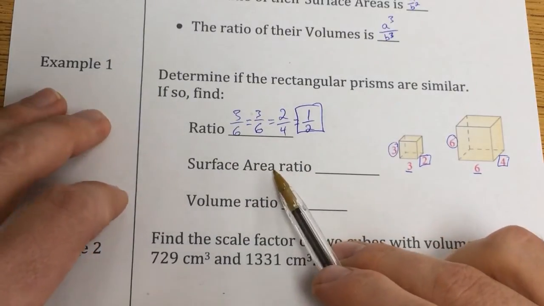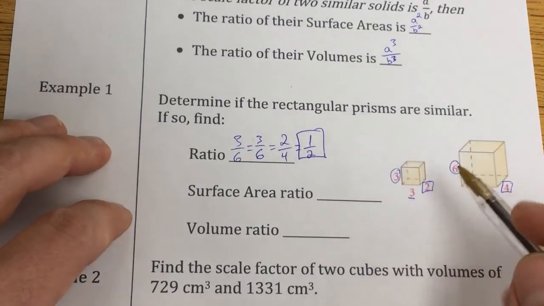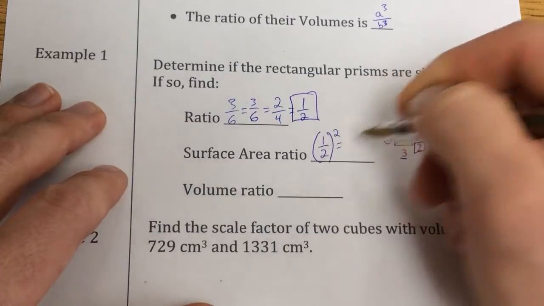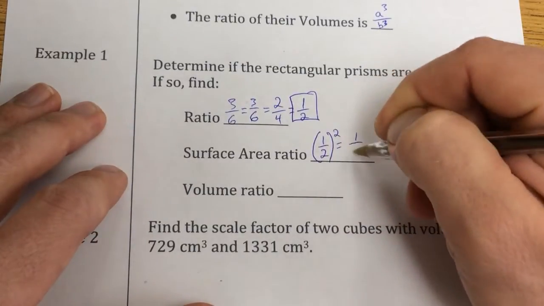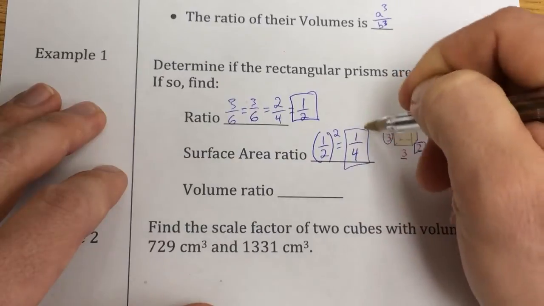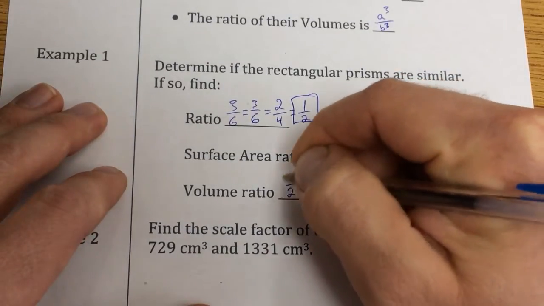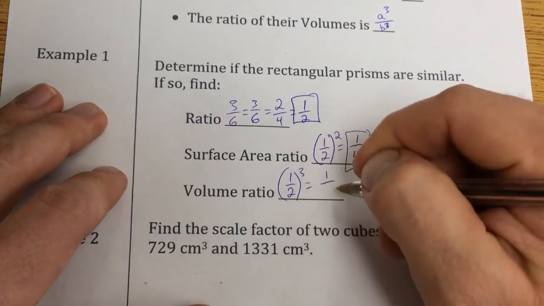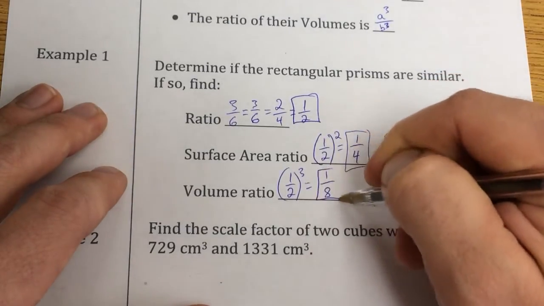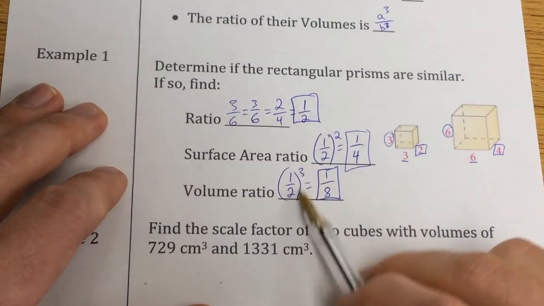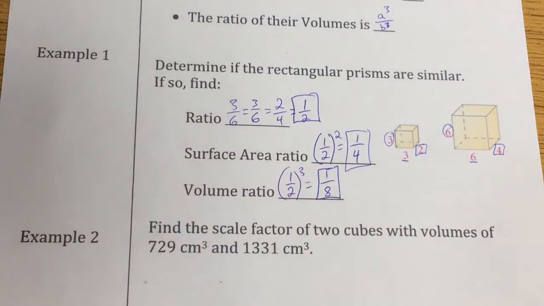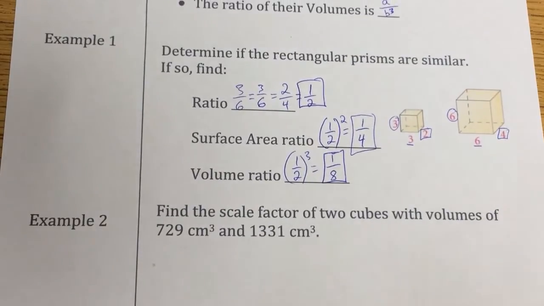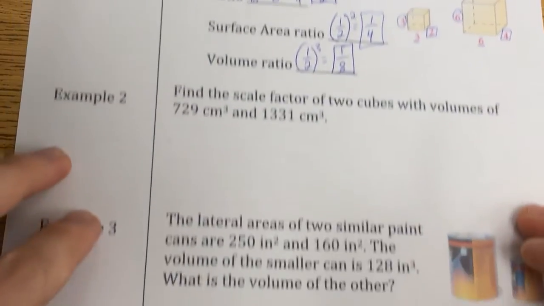Okay, then I can find their surface area ratio by using my key concept up top there. Take the 1/2 and square it. It's going to square both pieces. So 1 squared is 1, 2 squared is 4. So the surface area ratio is 1/4. And to get the volume ratio, I take my 1/2 and I cube it, which is 1 cubed is 1, 2 cubed is 8, not 6. Don't fall into that trap. 2 times 2 times 2 is 8. So the ratio of my volume is 1/8. Okay, hopefully that makes sense. If it doesn't make sense, please pause the video and grasp that first before we keep going.